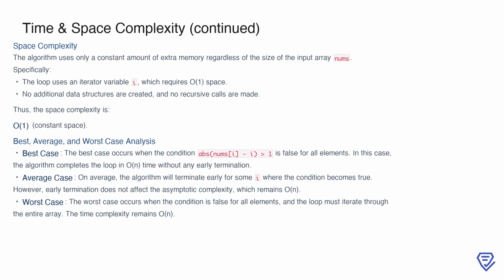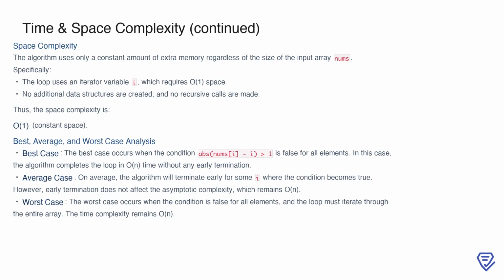Now, let's analyze space complexity. The algorithm is highly space efficient because it uses only a constant amount of extra memory, regardless of the size of the input array nums. The loop uses an iterator variable i, which takes up O(1) space. Importantly, no additional data structures are created, and there are no recursive calls that would increase memory usage. As a result, the space complexity is O(1) or constant space.